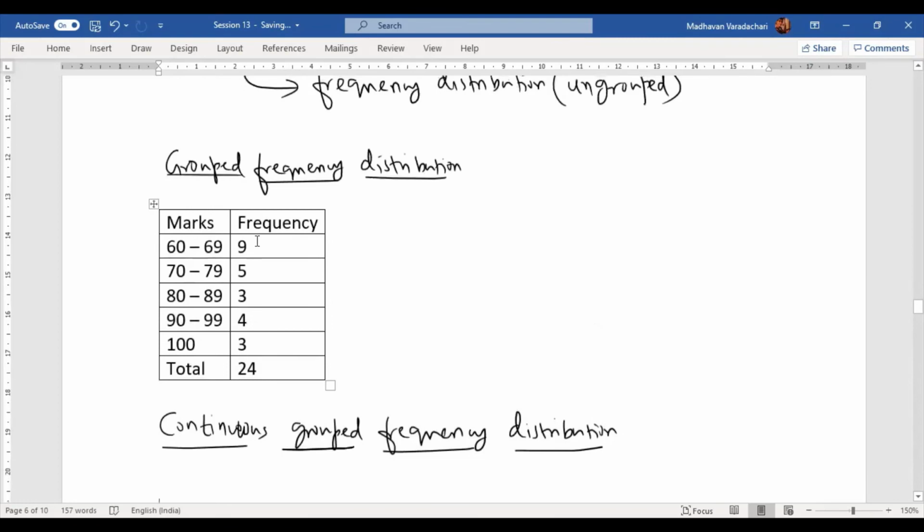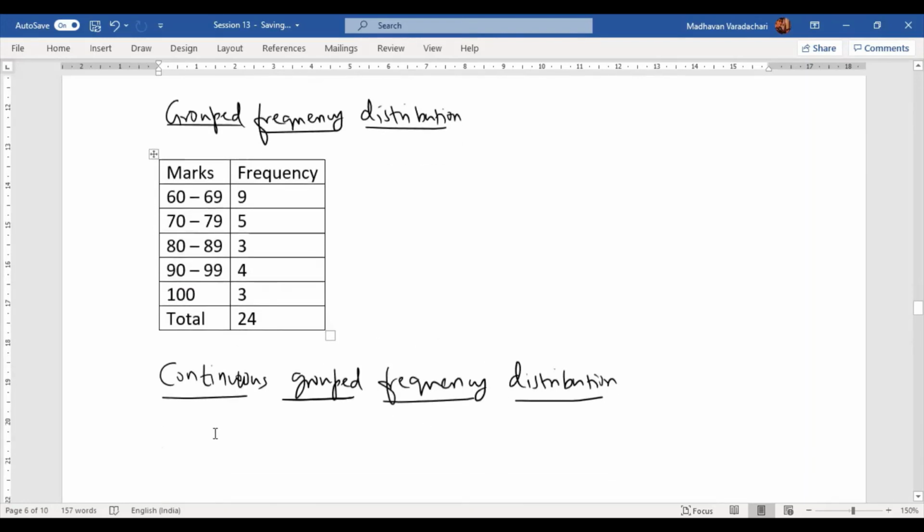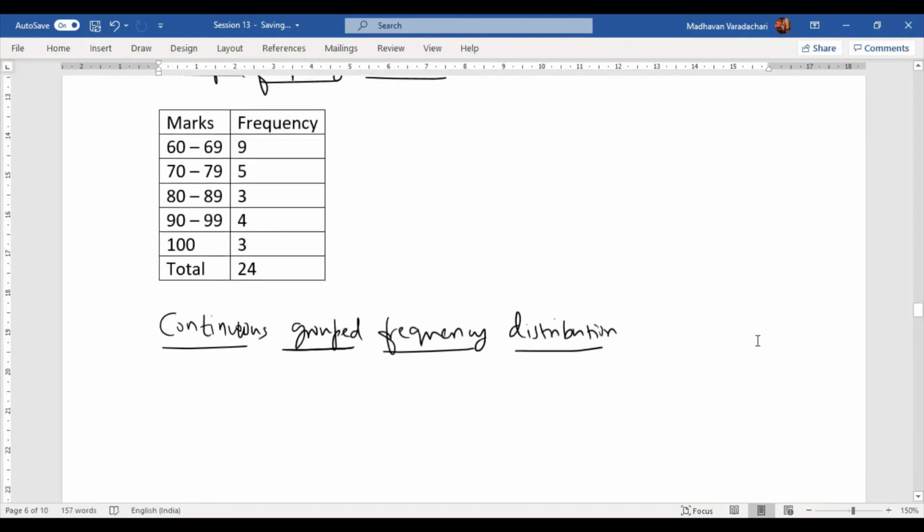Here, this is not continuous. The reason is it is ending at 69, starting at 70. There is a gap between 69 and 70. It is not continuous. Instead, if it is ending with 69, and again starting with 69, for example, then it becomes a continuous grouped frequency distribution. So I can make a continuous grouped distribution like this.